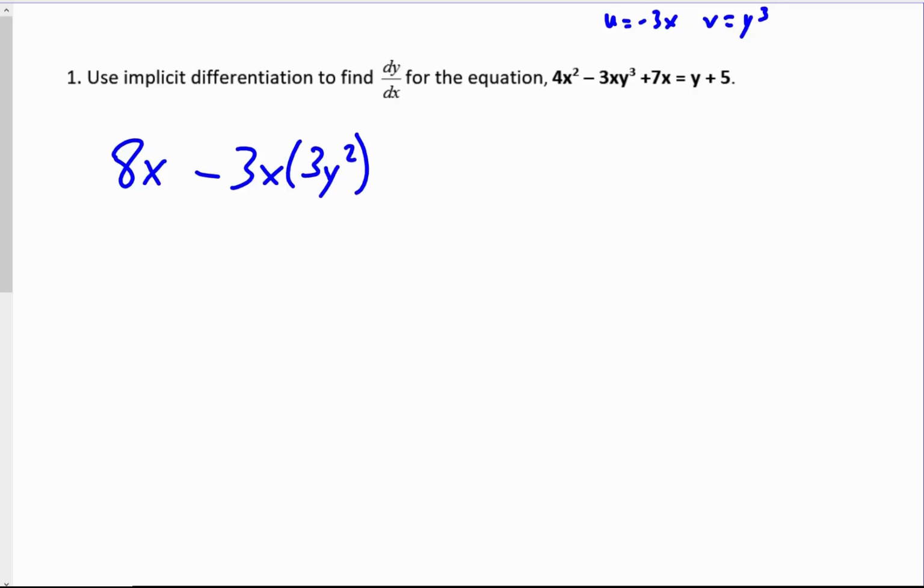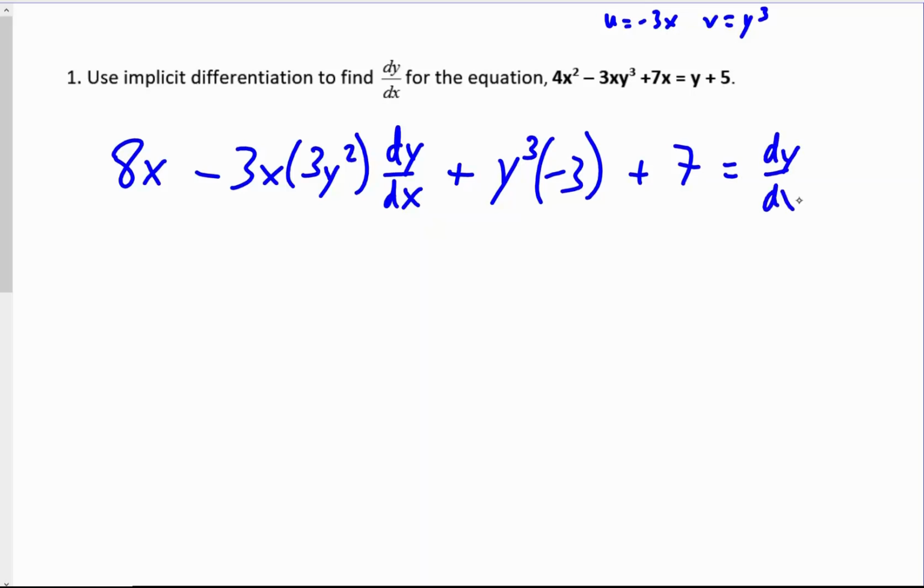And then remember, when we're taking the derivative of y, we use the chain rule, and we also have to multiply by dy dx. Okay, plus second function times the derivative of the first function, so y cubed times the derivative of the first function, which will be negative 3. And then we take the derivative of 7x, which is 7. Derivative of y would be dy dx. And derivative of 5 is 0. So we won't have to even put that one.